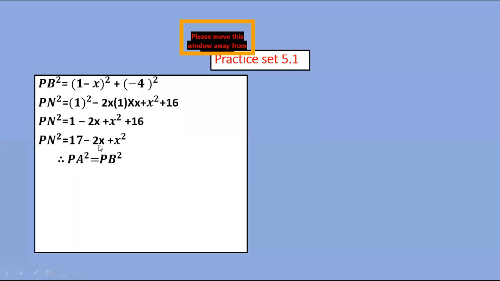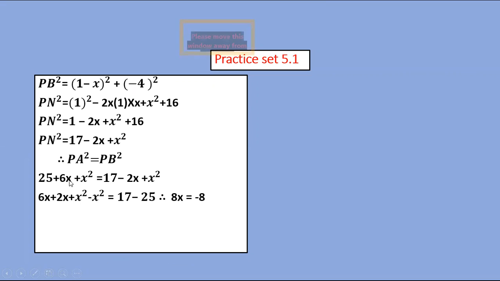We know that PA square is equal to PB square. Equating these values, PA square, 25 plus 6x plus x square, is equal to PB square, 17 minus 2x plus x square. Like terms take to one side. Here, plus 6x and minus 2x go to the LHS, then you get plus and minus. Here plus x square goes to the LHS, then you get minus. 17 goes to the RHS and 25 goes to the RHS, then you get minus 25.